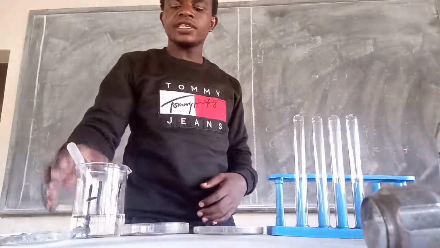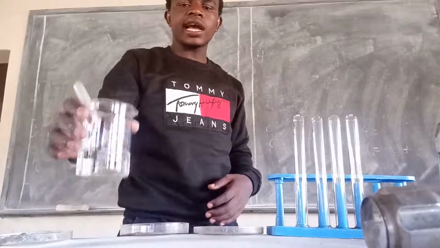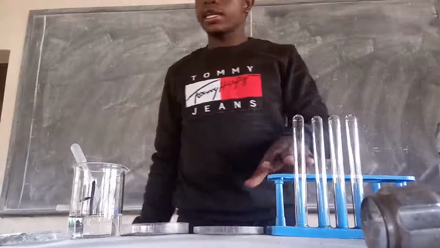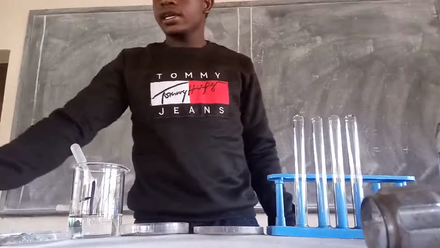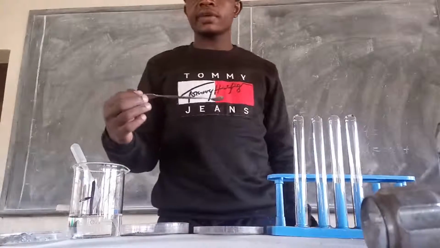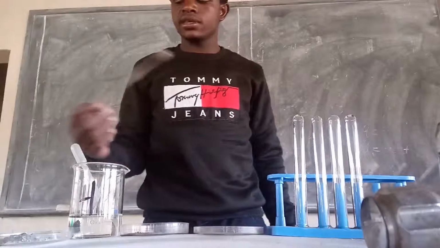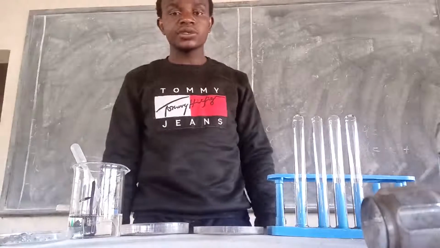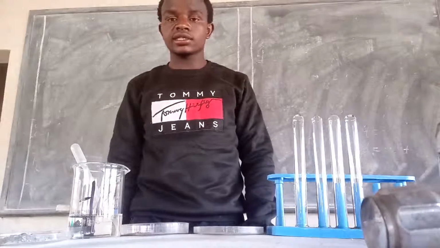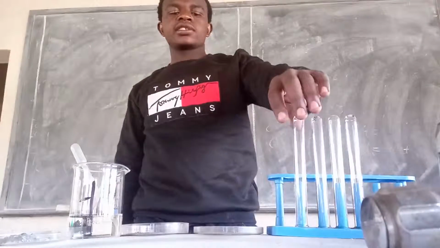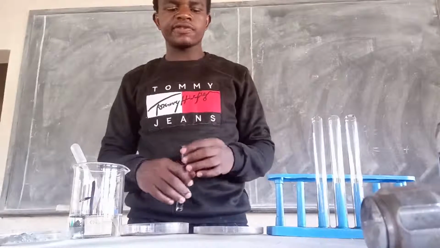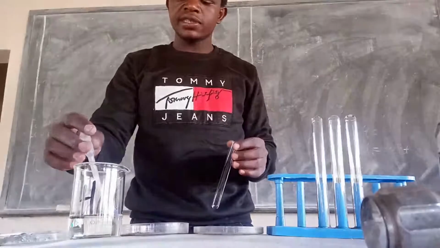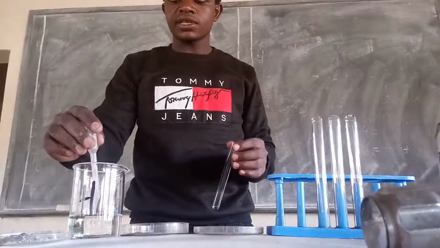So I'm going to react them with hydrochloric acid. Then I also have 4 test tubes and a test tube rack. And the other thing that I have is a spatula. So I'm going to do the reaction of metals with hydrochloric acid. So for the first test, I'm going to place 2 cubic centimeters of hydrochloric acid into the test tube.